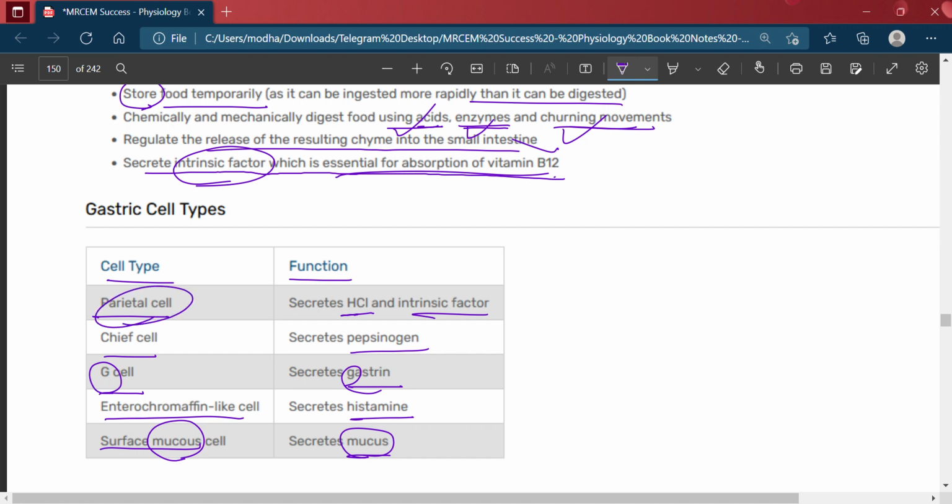Parietal cells will secrete the HCl and the intrinsic factor. And the chief cell is the pepsinogen. So the chief cell will secrete the pepsinogen, and the parietal cell will secrete the HCl and the intrinsic factor.